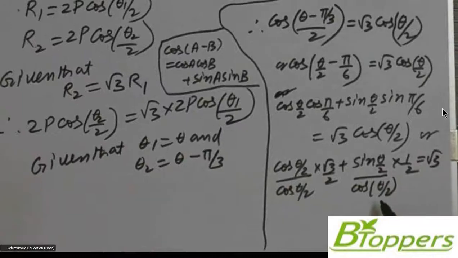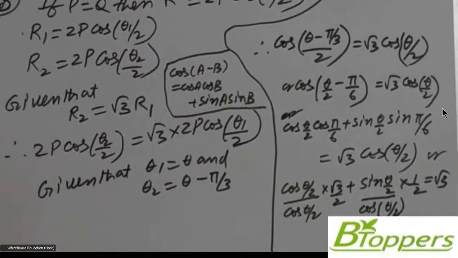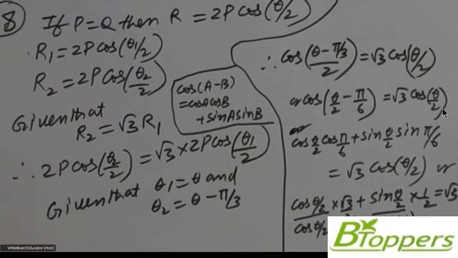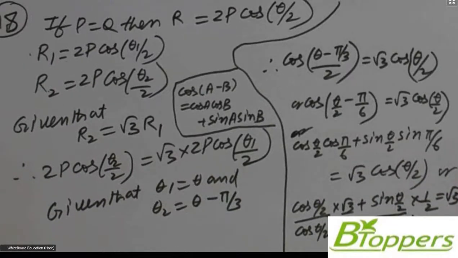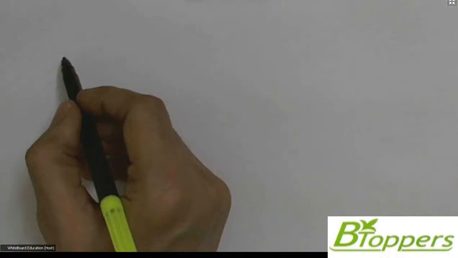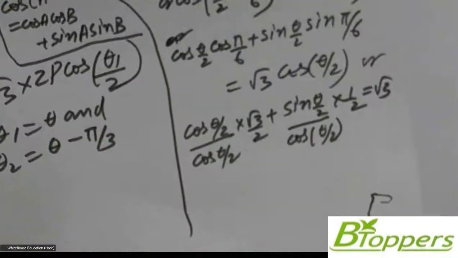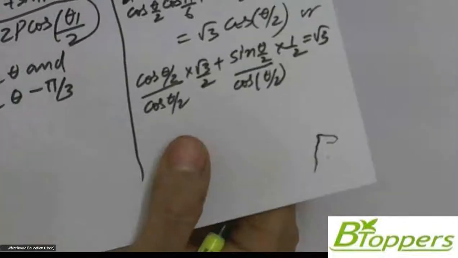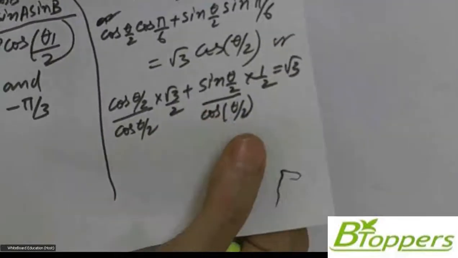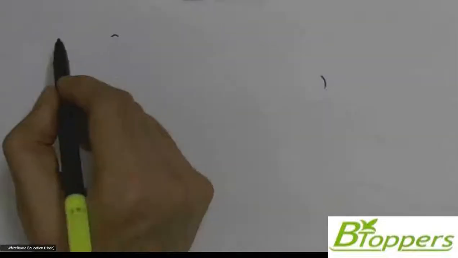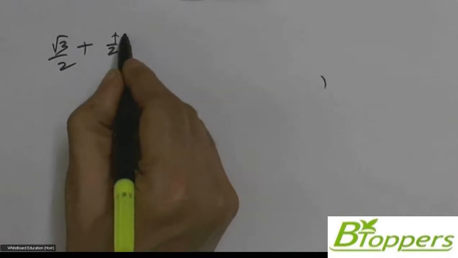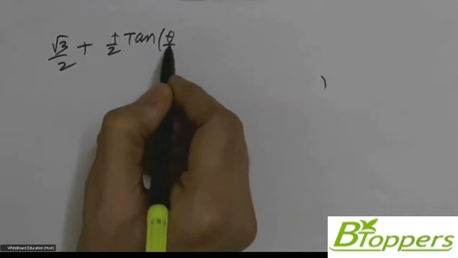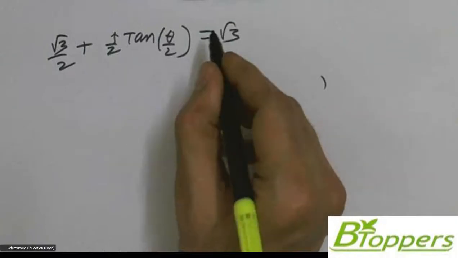So those who want to copy the solution, they can take a pause and copy the solution. Of course, simplification is still not completed. So if you look at the last equation I have written, here you get root 3 by 2 plus tan theta by 2 into 1 by 2. Sin theta by 2 divided by cos theta by 2, you can write tan theta by 2. So you get root 3 by 2 plus half of tan theta by 2 equal to root 3.